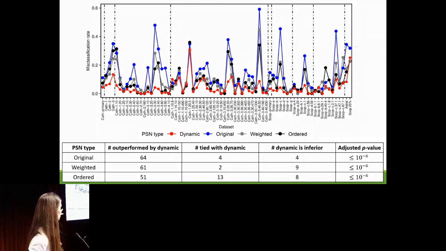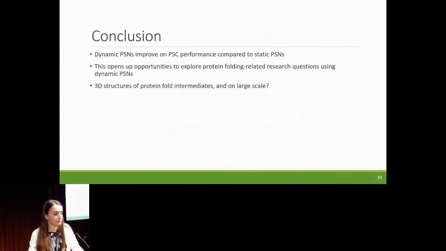So we can see that not only are dynamic PSNs better than original ones, which we expected, but we had to verify it, but they also outperform weighted and ordered ones, which means each piece of information adds something. Ordered and weighted help compared to original, but dynamic helps further. And the more information we can include, it seems to help. So there definitely seems to be promise of dynamic analysis of protein structures.